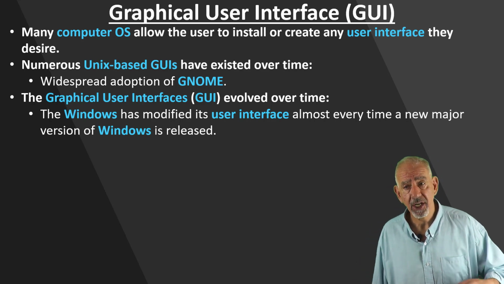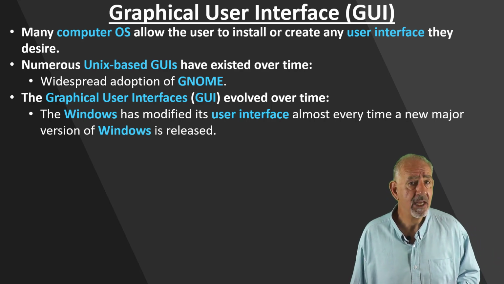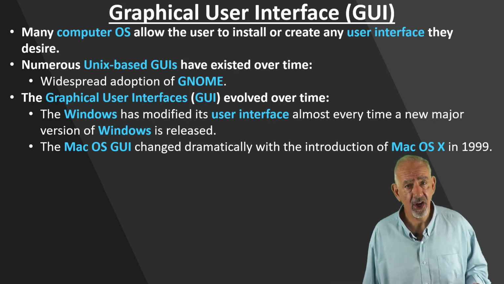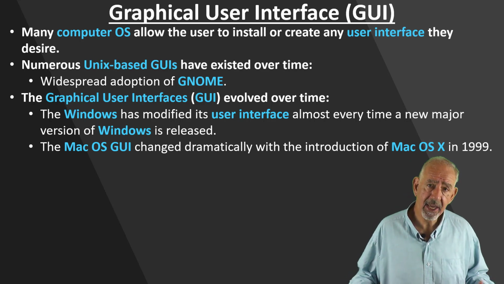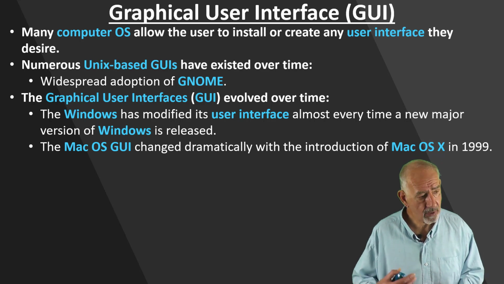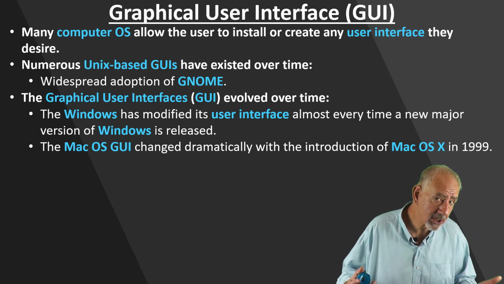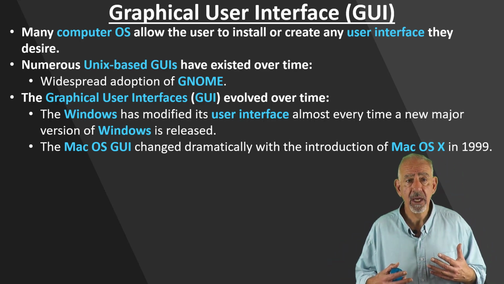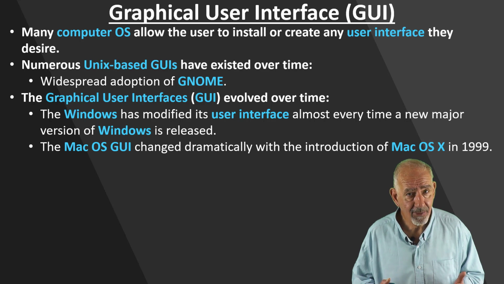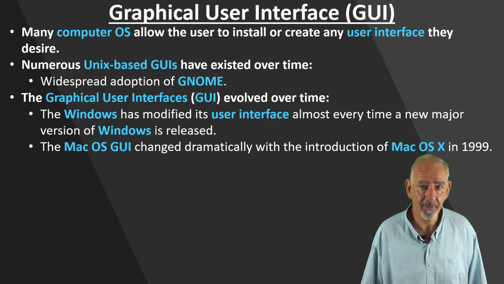Windows certainly has modified its interface every time a new major version of Windows has come out. And likewise, the Mac OS GUI changed dramatically with the introduction of Mac OS X in 1999. And it's a constantly evolving field. As we interact with computers differently, as we have touch screens, as maybe we have the Google glasses or Apple glasses that are supposed to be coming along soon, you will see that we react and respond with our systems in different ways that we might not call graphical anymore, but more like spatial. But these will certainly develop and evolve more over time.